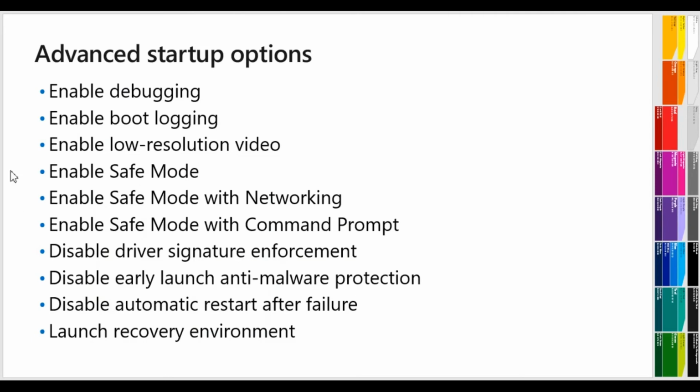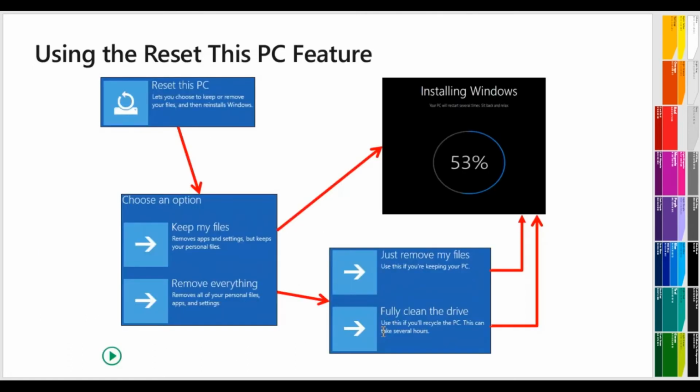So advanced startup options, we have enable debugging, enable boot logging, enable low resolution video, enable safe mode, enable safe mode with networking, enable safe mode with command prompt, disable driver signature enforcement, disable early launch anti-malware protection, automatic restart behavior and recovery environment. All these options we have. Right, this is the reset this PC, keep my files, remove my files, all these options we have. We're going to look at this one in the lab so that time you can see.